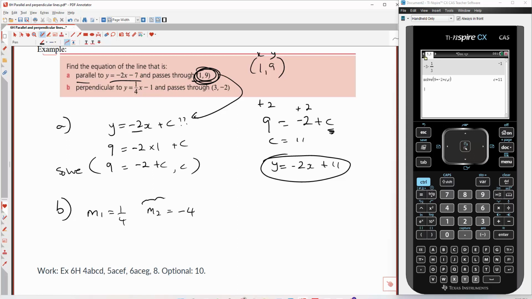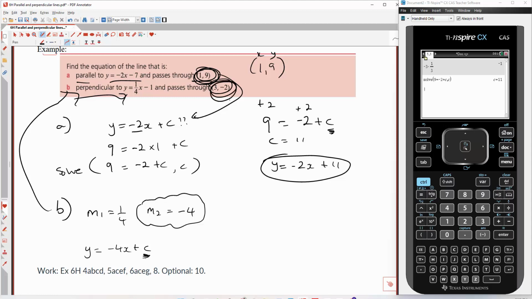So I know that the gradient of the line that runs perpendicular to this equation here will have a gradient of -4. So I'm going to write that in. y equals -4x, but I don't know what the y-intercept is, so I'm going to write that as plus c. Okay, so now I need to work out what this plus c is, and I'm going to use exactly the same strategy that I just used, which is using this point here that they give you.